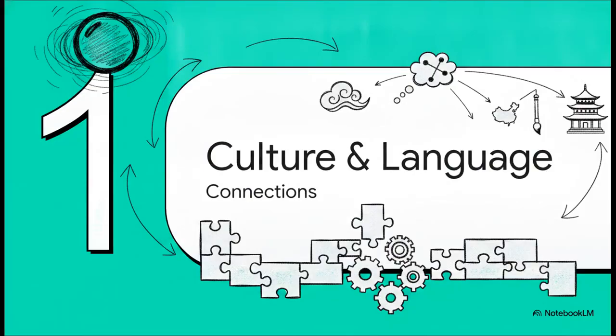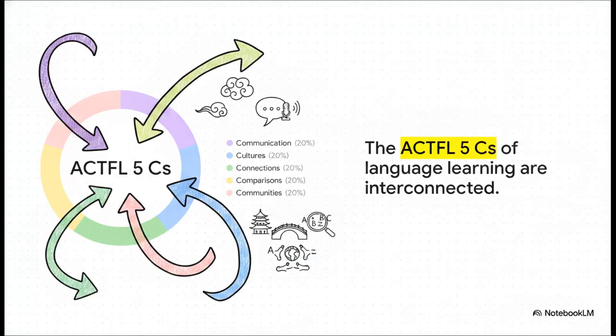Section 1. Culture and language connections. Let's see how this builds our absolute foundation for interpreting Chinese. When you start learning a new language, you might naturally assume it's 100% about communication, like just swapping English words for Chinese words, right? Well, not exactly.